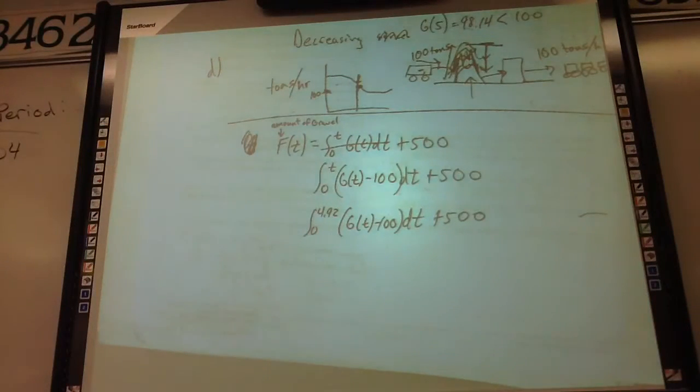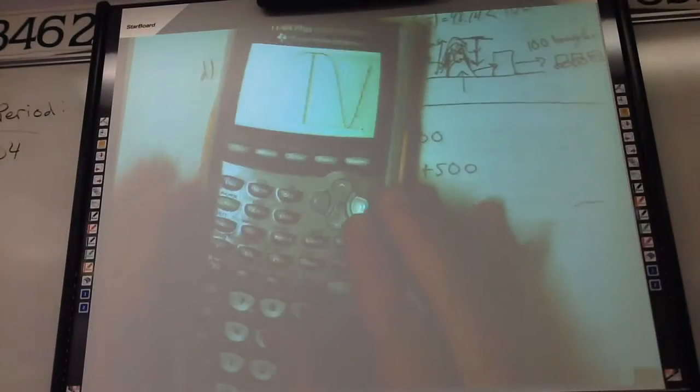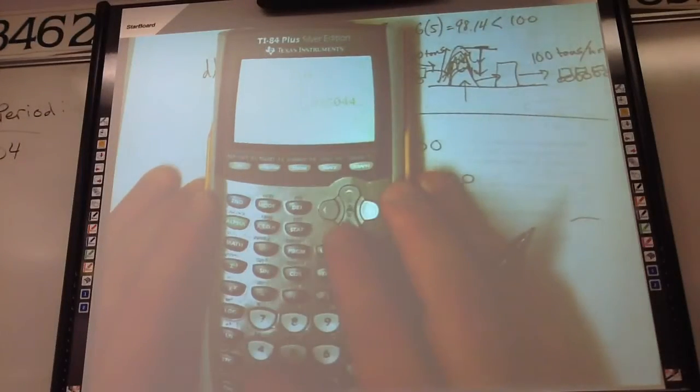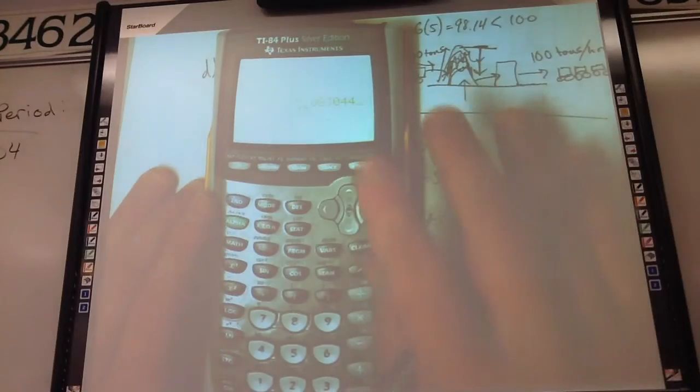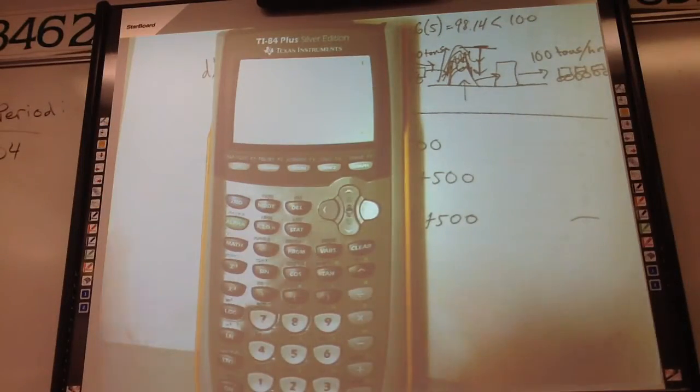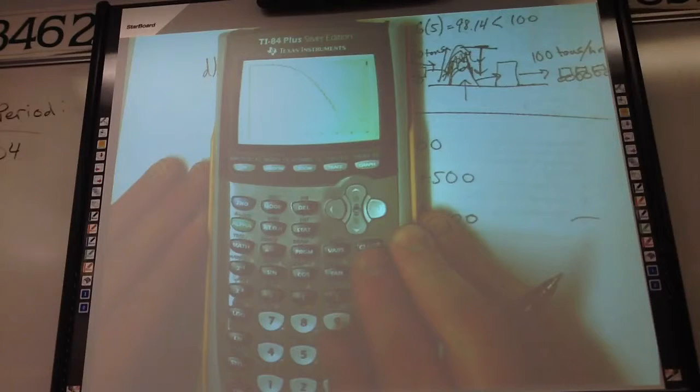I'm trying to figure out how to get my window good so I can see it. Try zoom 0, and it'll give you that. But then change your window and X from 0 to 8, because that's all you care about. And that'll look pretty good. Because all you care about is from 0 to 8 hours, right?